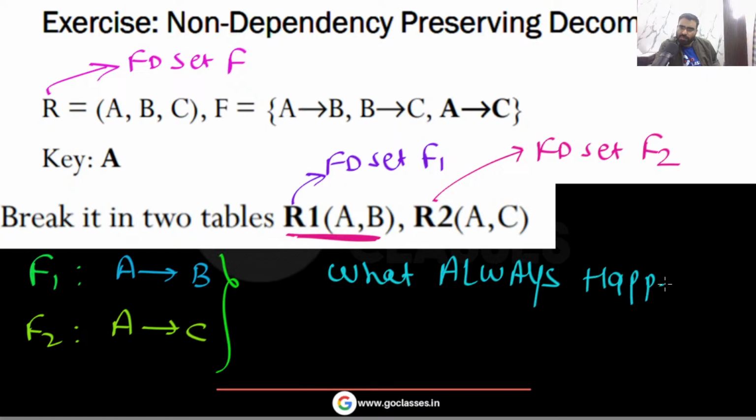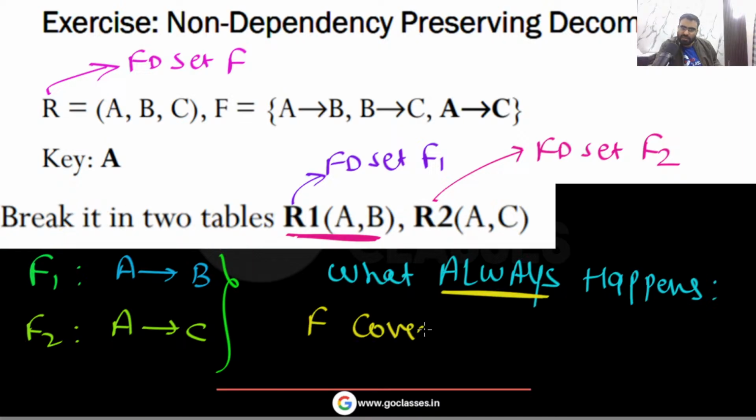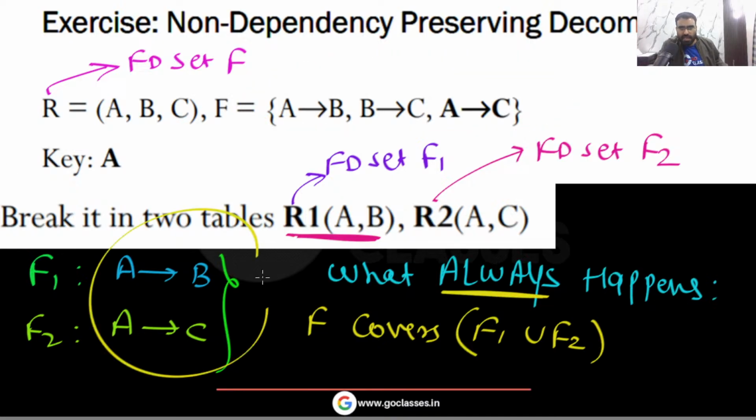What always happens? Remember, what will always happen? Always. You don't even have to check. It will always happen that F covers F1 union F2. The FDs of the original relation will cover F1 union F2.